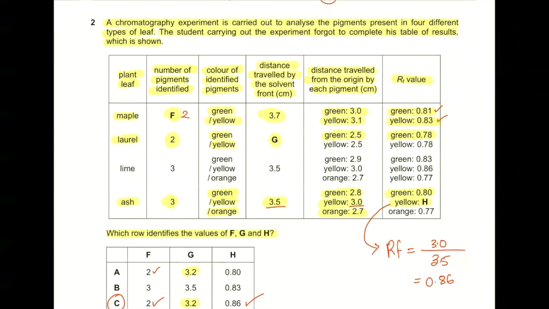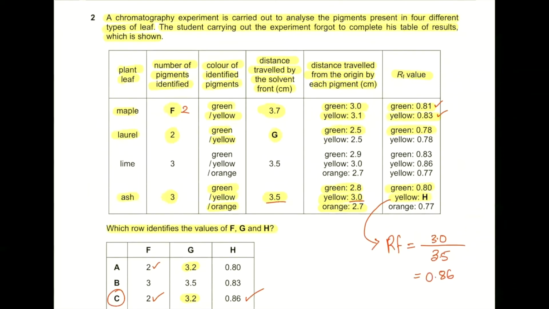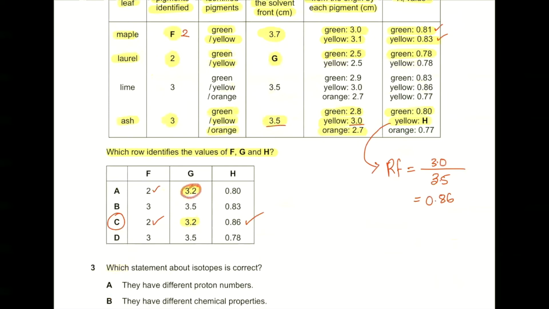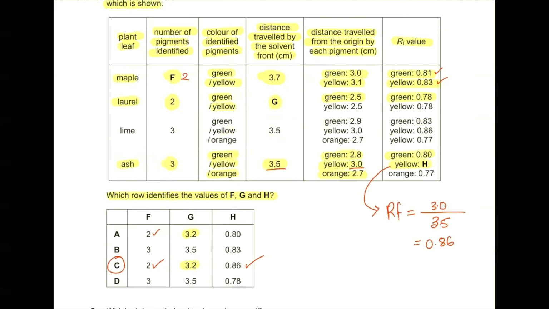Guys, for those who did not understand how this question was done, let me give you an understanding very clearly. For maple leaf, when we see that the color of the identified pigments were 2, we saw that there were 2 RF values, we knew there were 2 pigments, which is pretty much assured. No need to be hesitant about it. Now the next thing is for G, we had only one possible answer for G, which was 3.2. So we did not bother about calculating it.